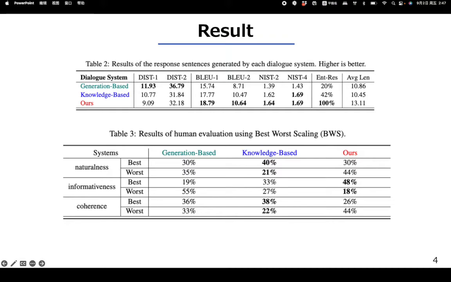Next, in the experiment, we compared the dialog system with generation-based, knowledge-based, and ours. The generation-based is a dialog system without knowledge. So, in automatic evaluation, our method achieves the highest scores in the correctness index, BLEU and NIST. And in human evaluation, our method achieved the highest scores in the informativeness index here.